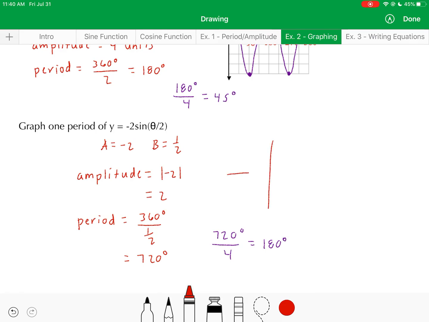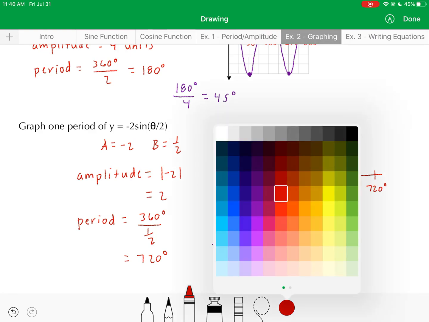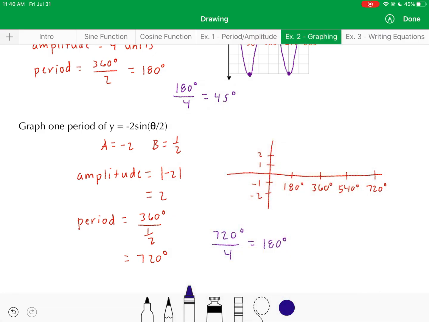So give me an x and a y axis, and on the x-axis we're going to label it in terms of 180 degrees, all the way out till 720. The y-axis we can just label by 1s. Okay? And now I'm ready to graph the function, okay?